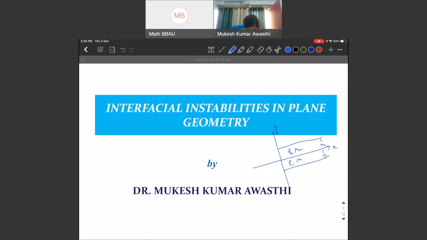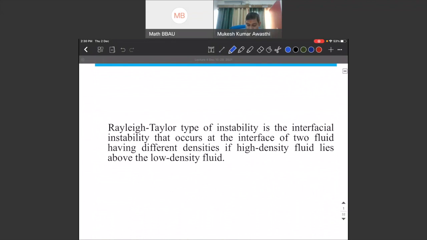That will be the special case. Here we will study the effect of heat and mass transfer at the interface. We know that heat and mass transfer is a coupled phenomenon. So in this case, we will consider the effect of heat along with mass in the analysis. So we'll start with the Rayleigh-Taylor instability.